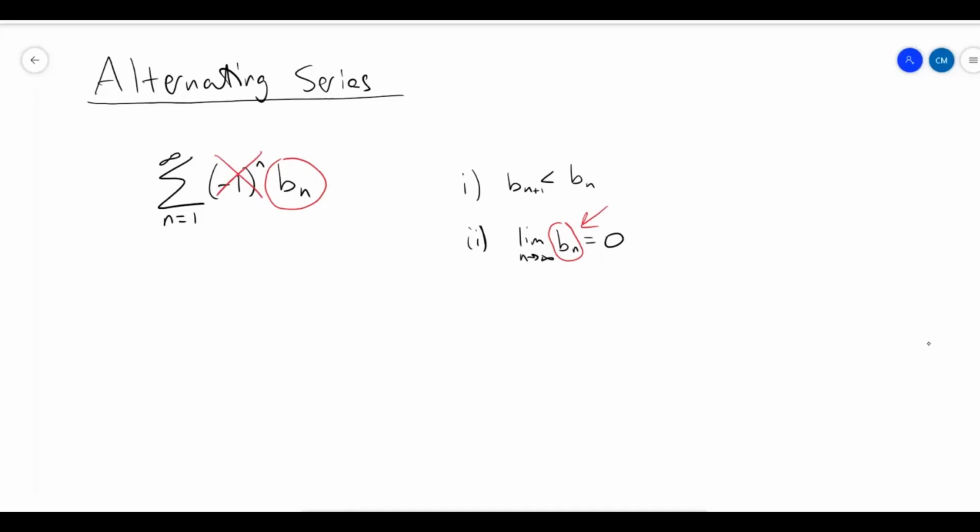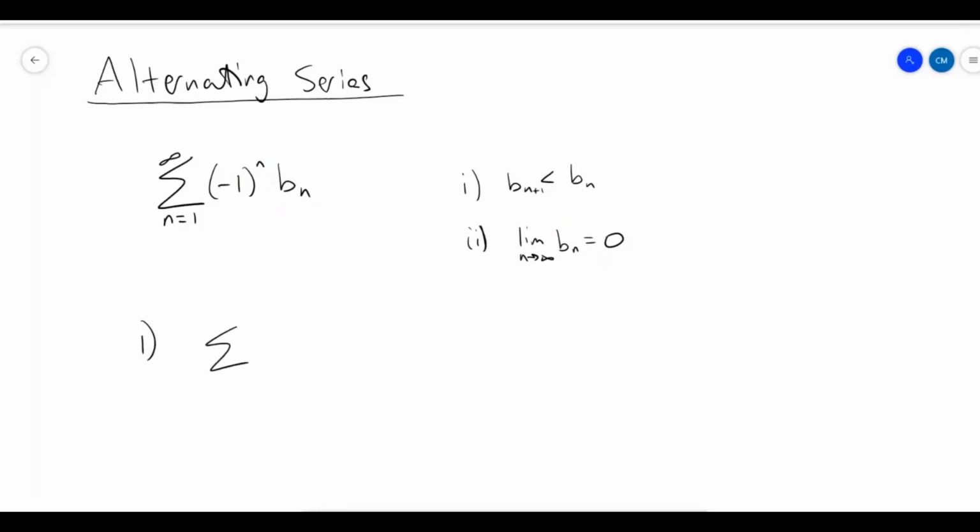I'm telling you this because I see on the tests, in previous semesters anyway, that people will attempt to include that (-1)^n in the limit. It should not be there. The only thing that needs to be there is the non-negative part of it. So let's see how this works. Alternating series test. Again, it's really simple. Once you get the hang of this test, it's pretty easy to check.